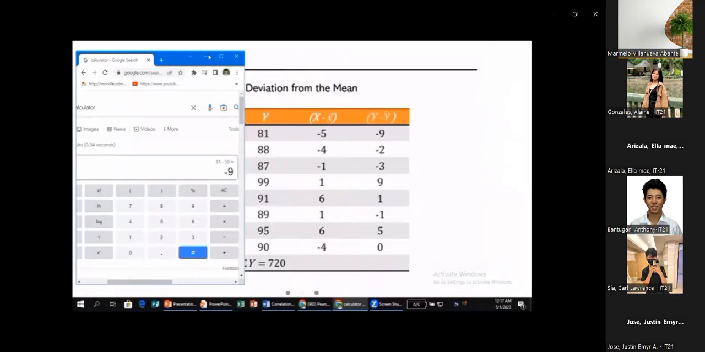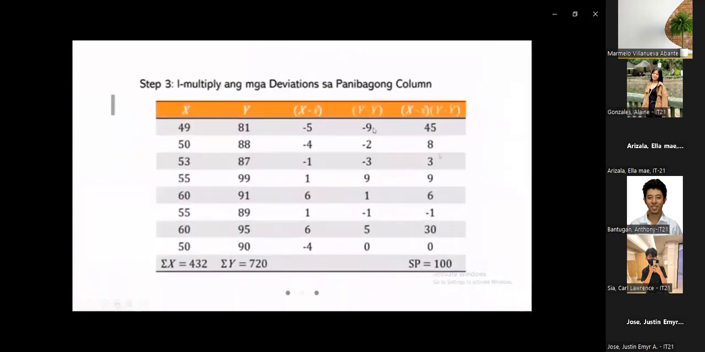After that, i-multiply na natin yung deviation ng x sa deviation ng y. So, negative 5 times negative 9, 45. Negative 4 times negative 2, 8, and so on. Tapos pagkatapos niyan, i-add natin lahat yan para makuha natin yung SP, ibig sabihin yan is sum of products. Summation lang din yan na 100.